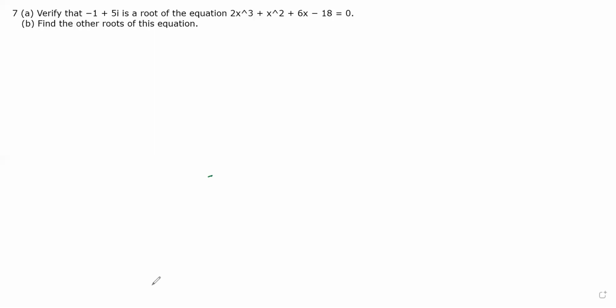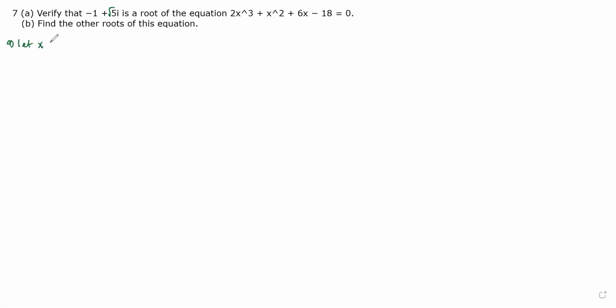Part A, we need to verify that -1 plus square root of 5i is a root of the equation 2x cubed plus x squared plus 6x minus 18 equals 0. If -1 plus square root 5i is a root of the equation, then when we replace x with -1 plus square root 5i on the left, we should end up with a 0.